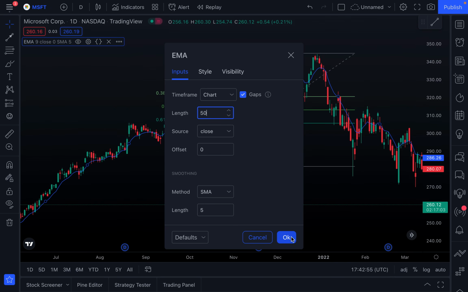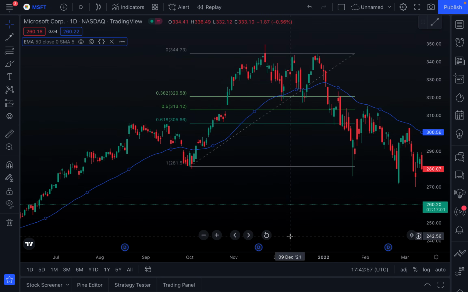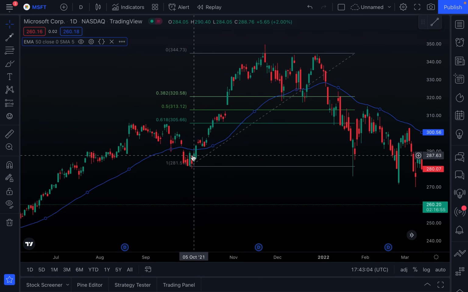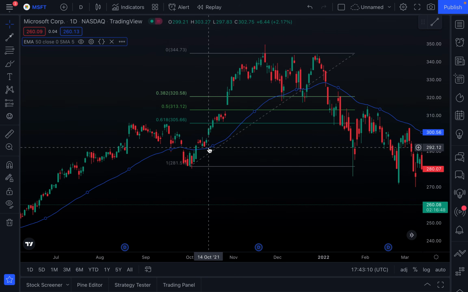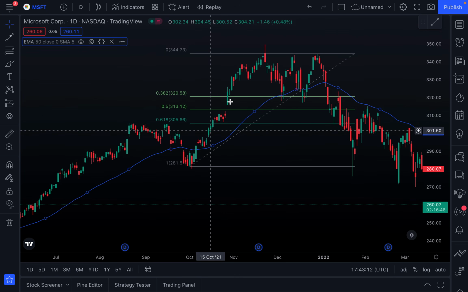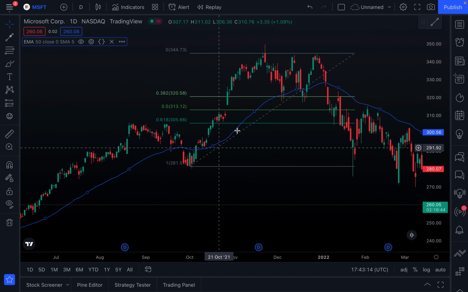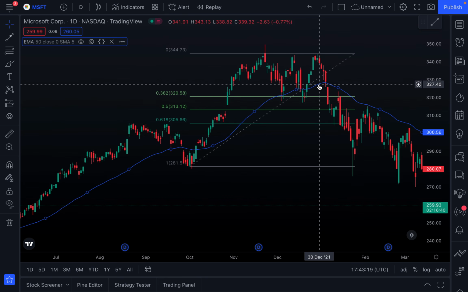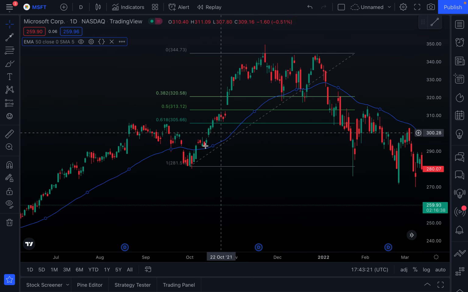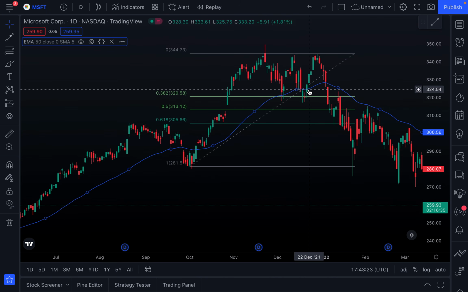This will give us a lot of benefits here. The first benefit is it's going to tell us the trend. What was the trend for Microsoft during this period of time? It was in an uptrend. How do we know that? Because if we take a look at the 50 EMA line, the price of Microsoft was above the 50 EMA line. The 50 EMA line was pointing upwards. That lets us know Microsoft was in an uptrend during this time.